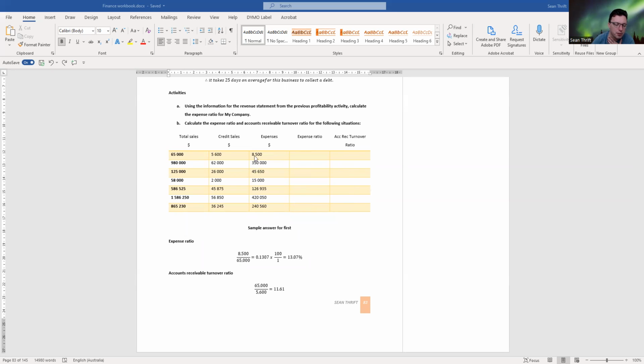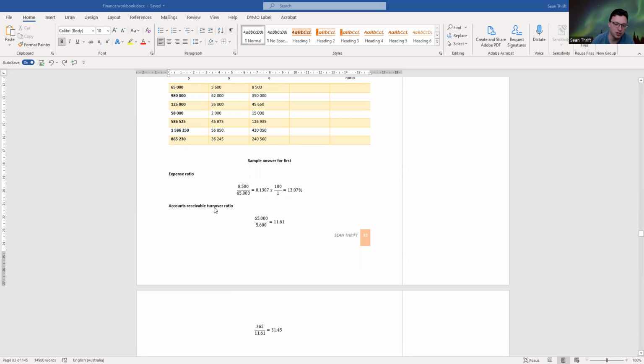For the expense ratio, we're going to be doing the expenses over the total sales. So this, of course, means that it's going to be 8,500 over 65,000. This will give us 0.1307. Now, technically, that answer is correct. However, it looks a lot better if we times it by 100 over 1, which will give us our final result, 13.07%. This means that for every dollar that we have, 13.07% of it was expenses. Not too bad, but as always, we're trying to get that percentage lower. So that is our answer for the expense ratio for that first one, 13.07.